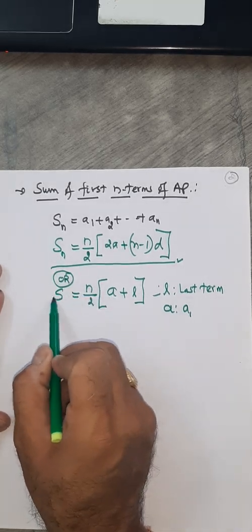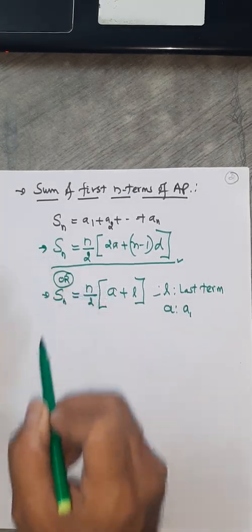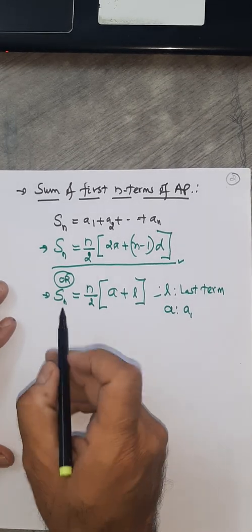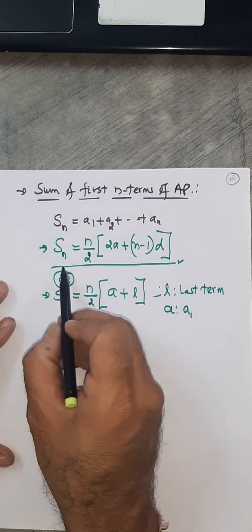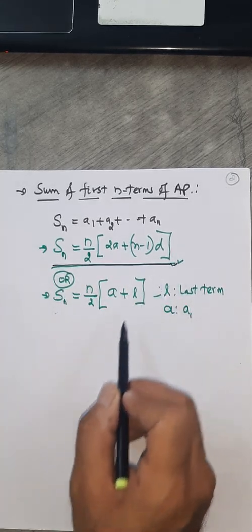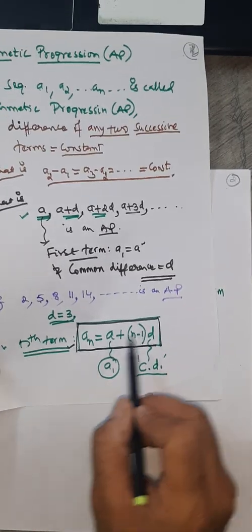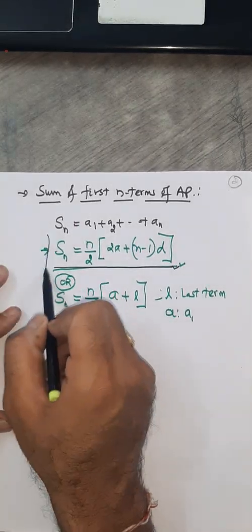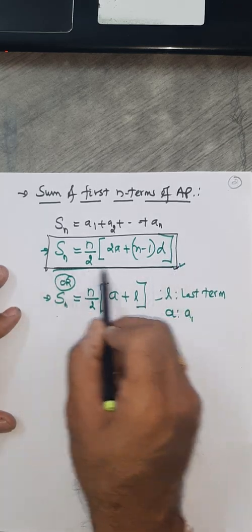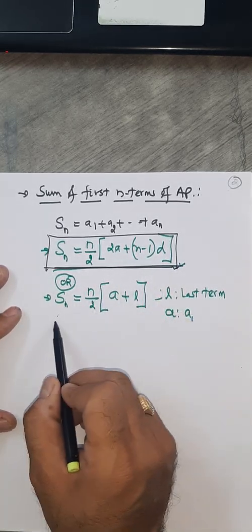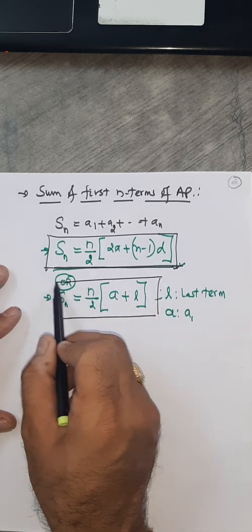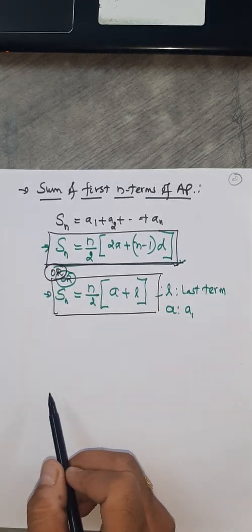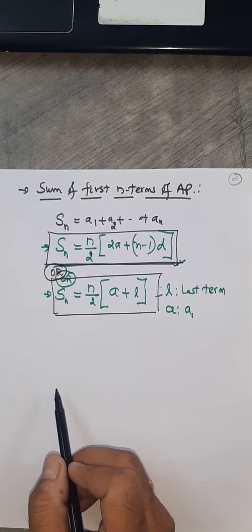So either you can use this or you can use this, whichever you want to use. These are the two important formulas. Every arithmetic progression question, you can solve by Sn or An, right? These two formulas are very important. An equals a plus (n minus 1)d. For Sn, you can use n by 2 times (2a plus (n minus 1)d), or n by 2 times (a plus l), whichever you want to use. Any one of these two can be used depending upon the question and the data.